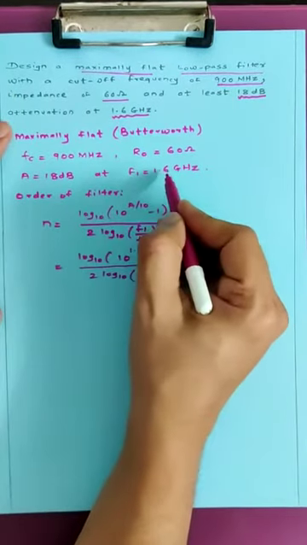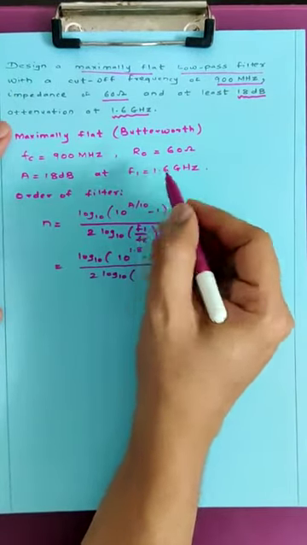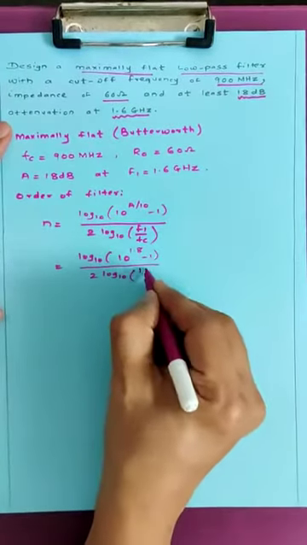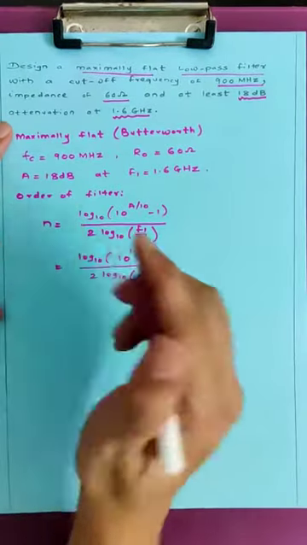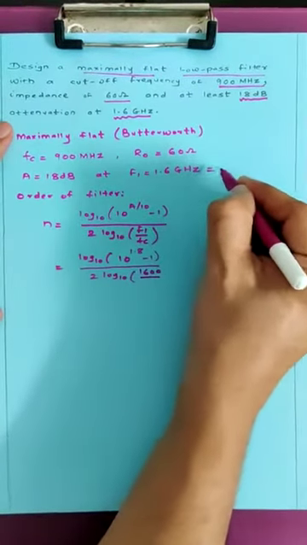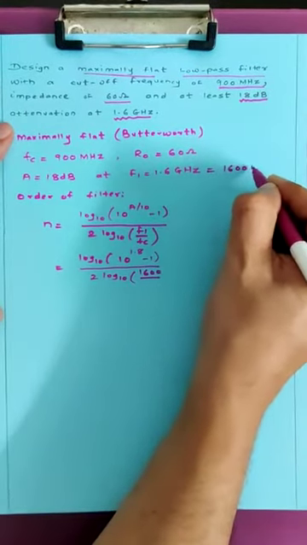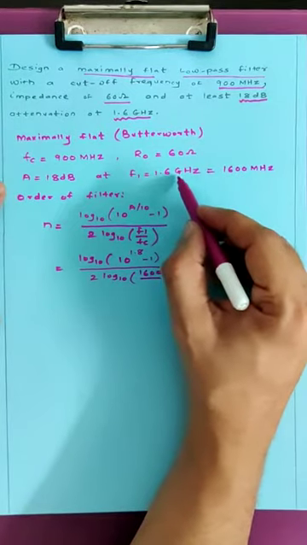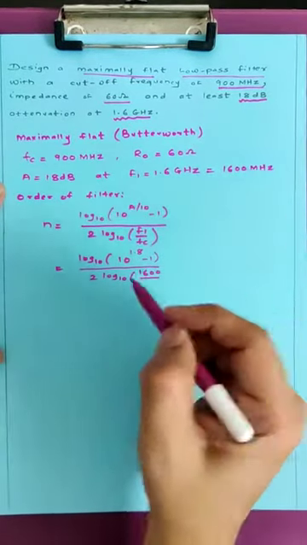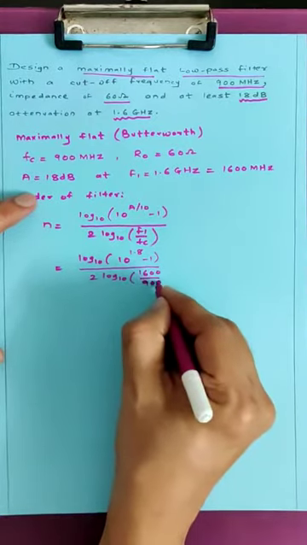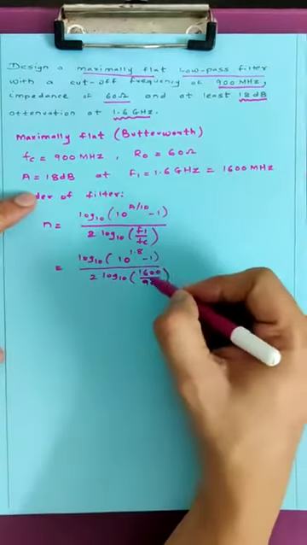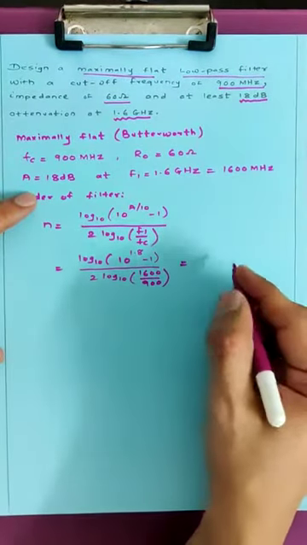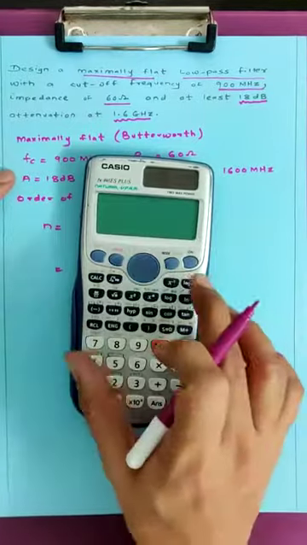So I will convert this gigahertz into megahertz. So 1.6 giga means it will become 1600 megahertz, divided by fc. So this f1 is nothing but 1600 megahertz. Be careful about this conversion. Giga means 10 to the power 9, mega means 10 to the power 6, divided by 900. The megahertz will get cancelled, so we will substitute and calculate this one.